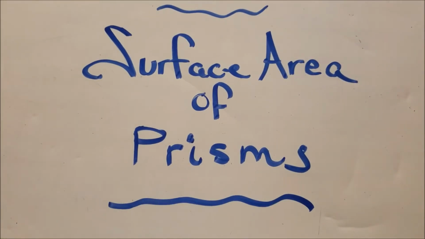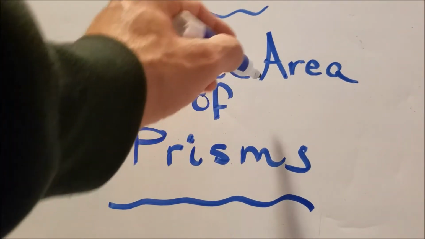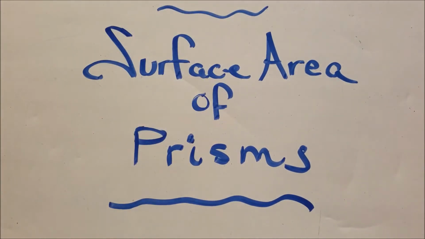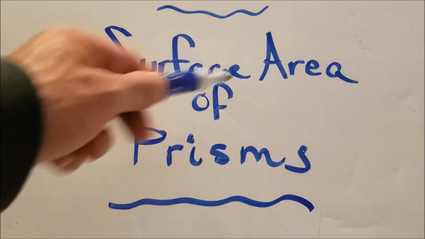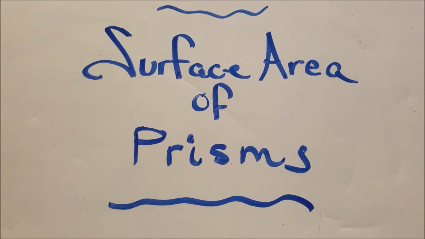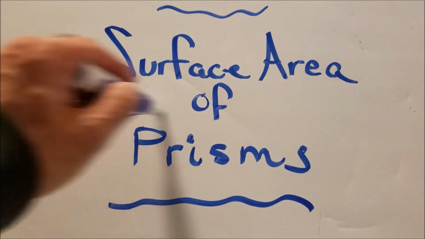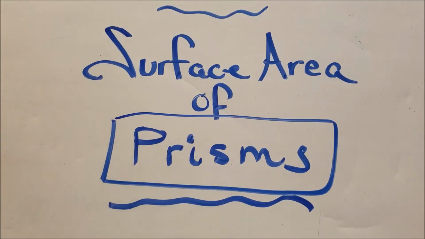Video on the surface area of prisms. And we already know what area is. Area is when we get the area of a two-dimensional figure. So with surface area, we're going to get the area of a three-dimensional figure. And we'll just do prisms today. So the first thing we should know is what is a prism?